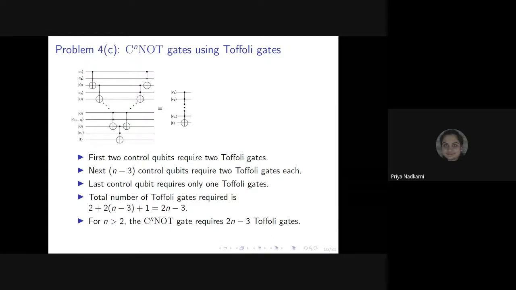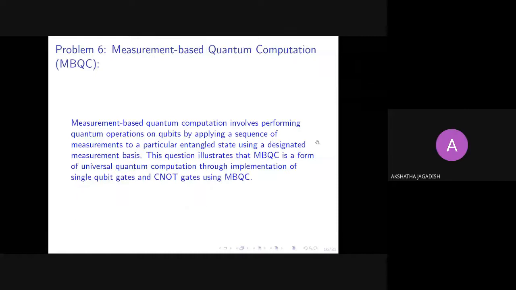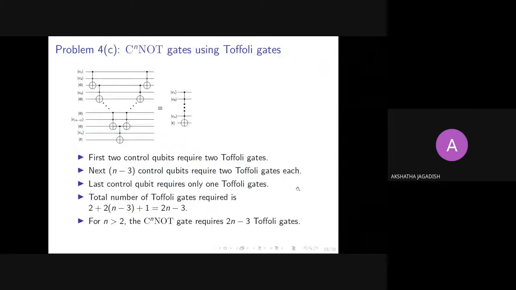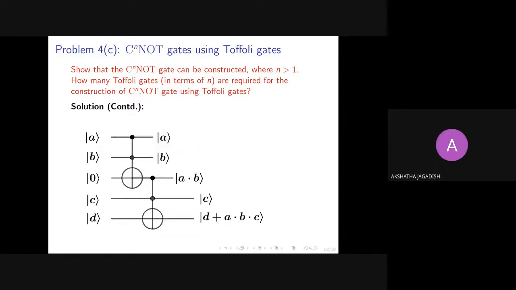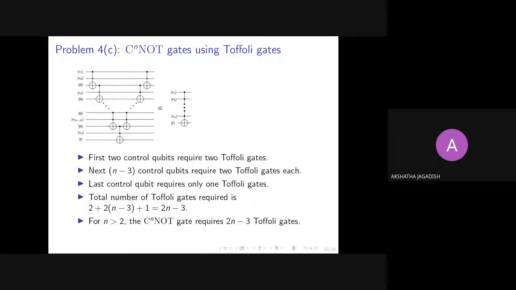Yeah, so do any of you have any doubts in this problem? It is clear. Okay, fine. Let's proceed. Just a minute. Could you go back? Okay. So when you say C power n NOT, n doesn't include the target, right? No, it doesn't include the target. So when you're calculating the number of gates, on the last slide of this question, is it n minus 2 or n minus 3 for the second term?